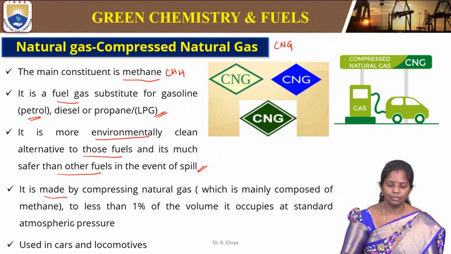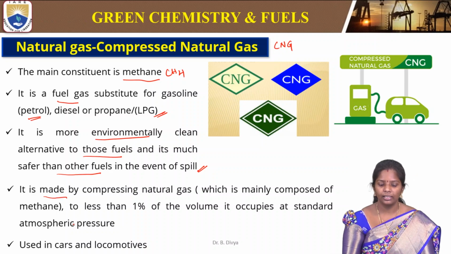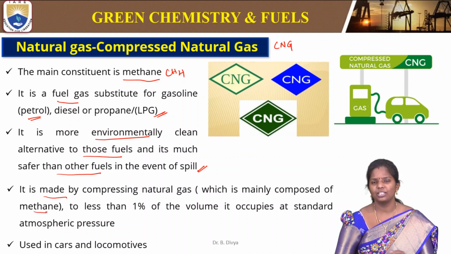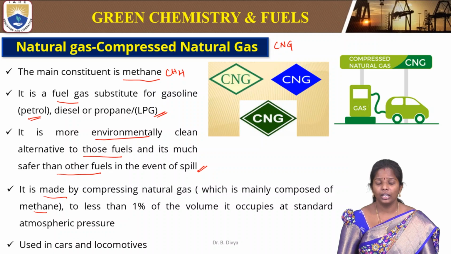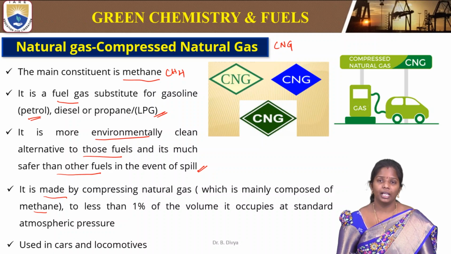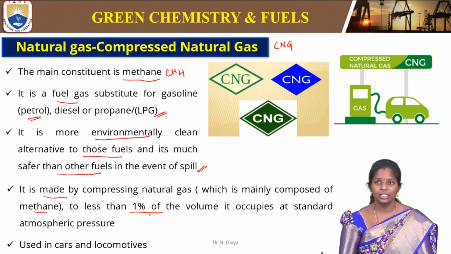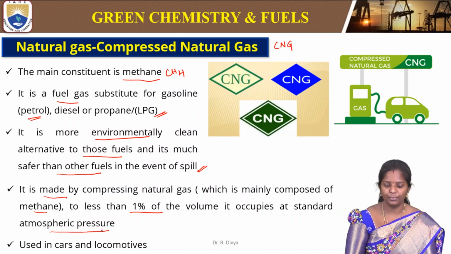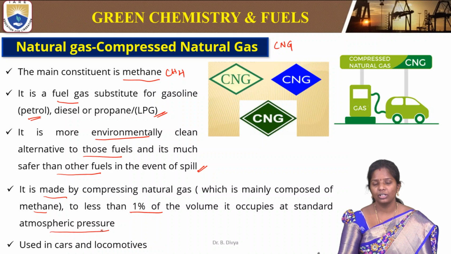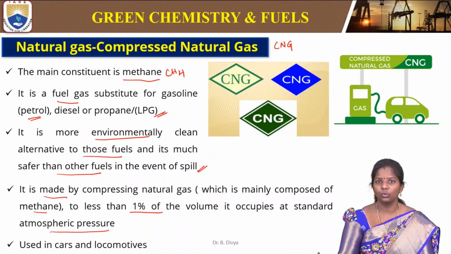It is made by compressing natural gas that contains methane. The natural gas containing methane is compressed to high pressures so that it can be used for automobiles, to less than 1% of the volume it occupies at standard atmospheric pressure. So the natural gas is compressed in such a way that it only occupies 1% of the volume of the whole container.